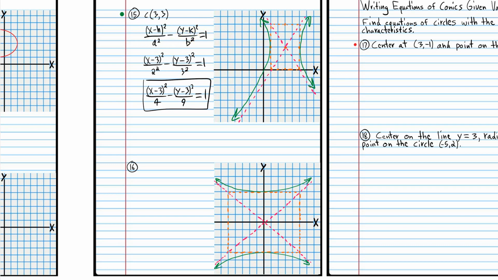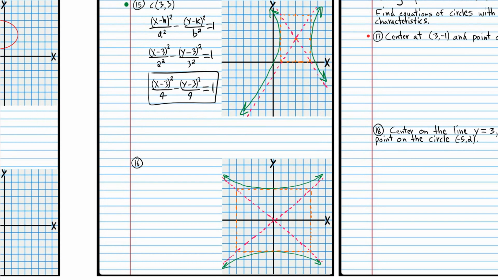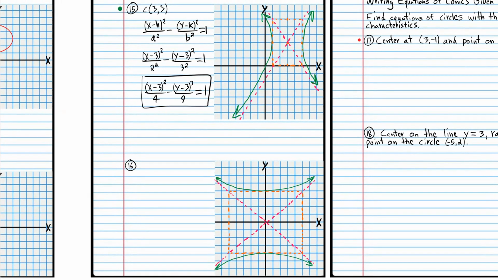So try number 16. You should have those equations right in front of you. At the beginning of the class, we took pictures of the standard form of a hyperbola, an ellipse, and so on and so forth. So you have those right in front of you. Try number 16. When you come back, we'll do it together.